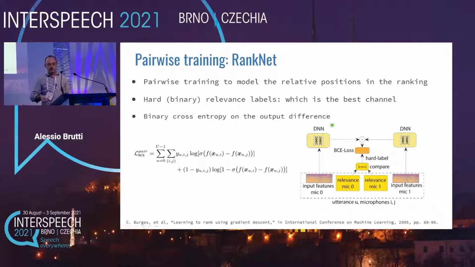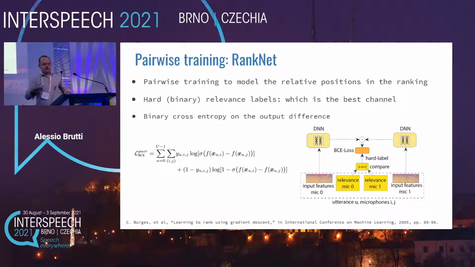So we have 2 networks which are sharing the weights, so it's the same model. We take the difference of the outputs of the network, and then we apply the binary cross entropy loss, because in RankNet the labels are not the soft labels, but hard binary labels that just tell us which of the 2 channels is the best.